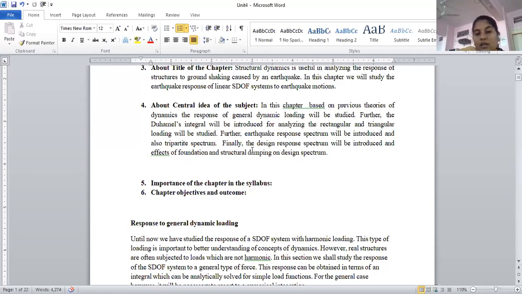Finally, the design spectrum will be introduced, and the effect of foundation and structural damping on the design spectrum.